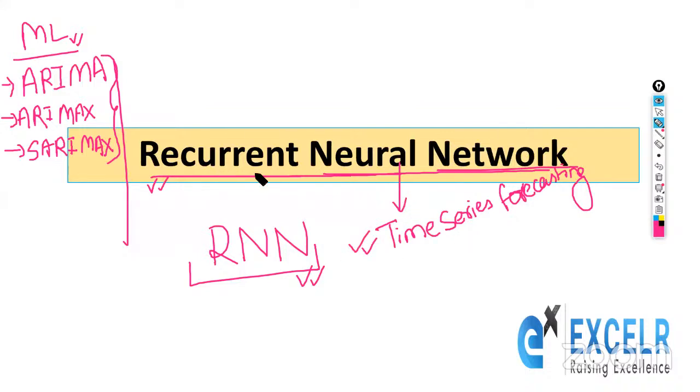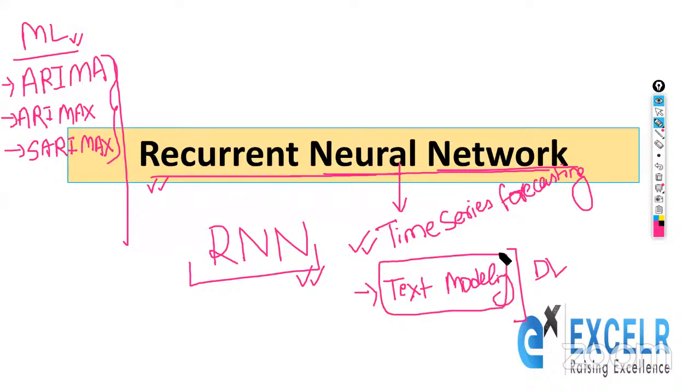The other most commonly used application of the RNN is basically over text data, that means text modeling, which is nothing but text data analysis. So this is something with respect to deep learning, not machine learning. When it comes to analyzing text data and building deep learning based models, this is something called deep NLP.